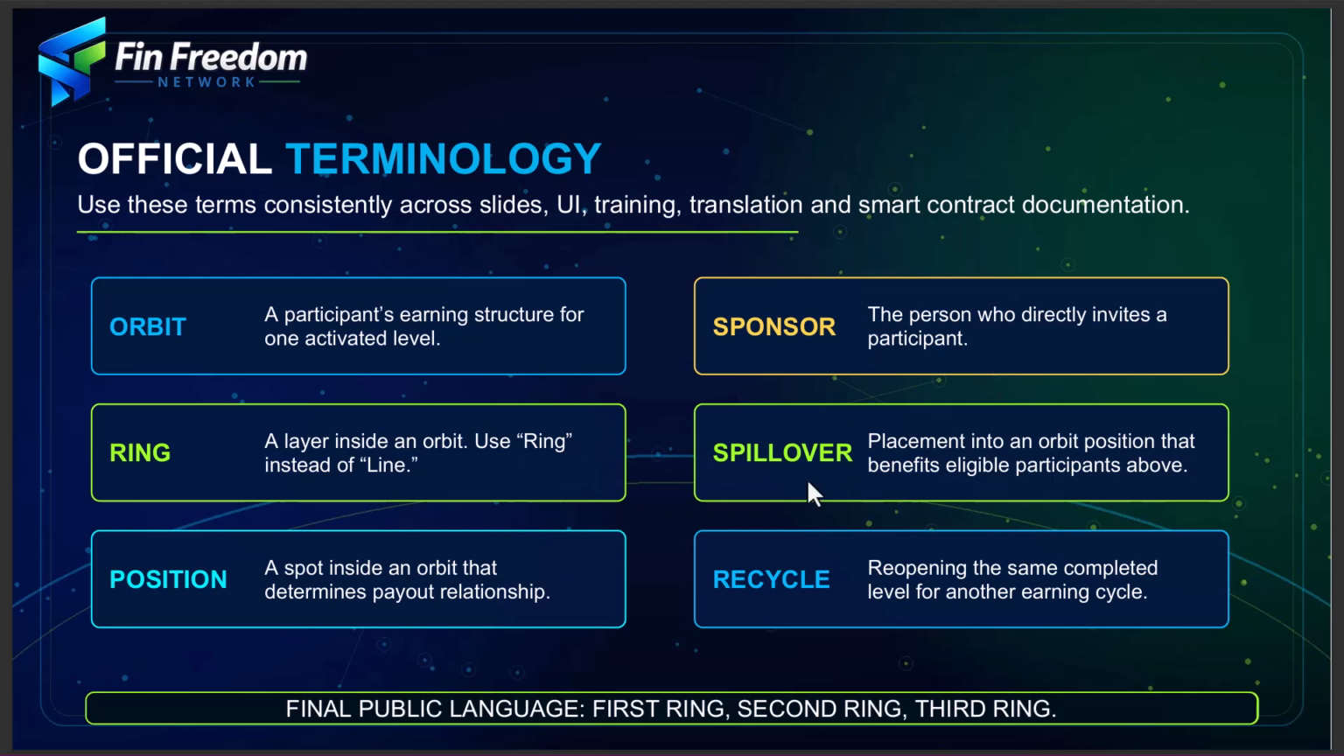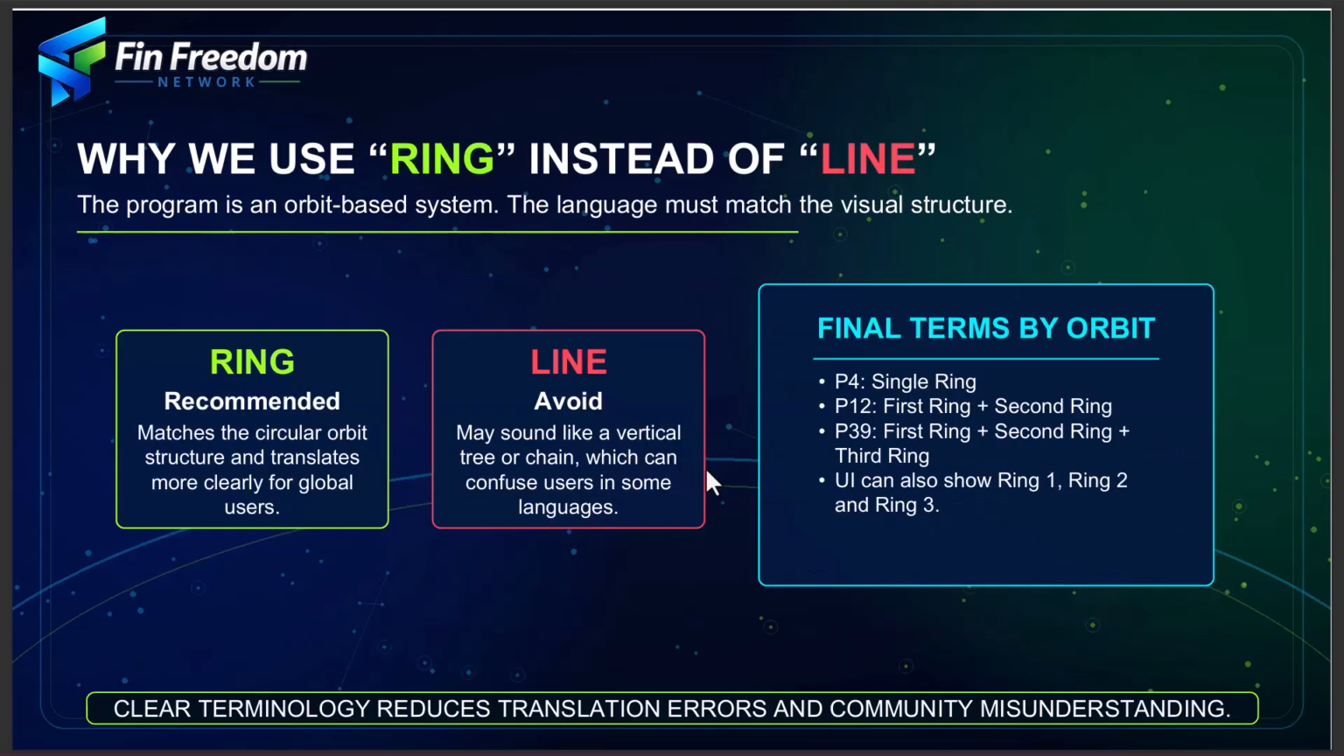Then we have spillover. Spillover is placement into an orbit position that benefits eligible participants. It's called spillover because it's not your effort: someone took a position in your orbit that you have no direct relationship with. Then we also have recycle. Recycle is when the orbit fills up, all the orbit positions fill up, and you need to continue earning. Reopening the same completed level for another earning cycle is called recycle. I'll be using all of these terminologies as we proceed in the class.